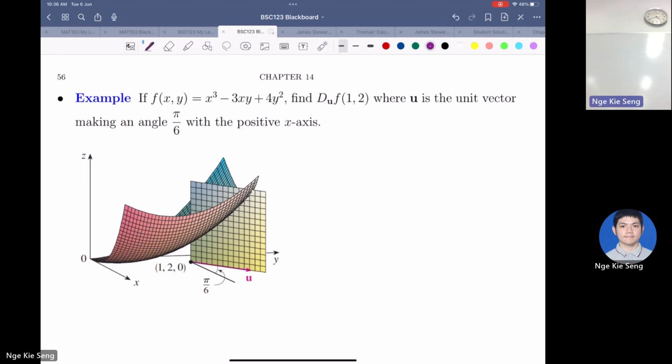So let's say we have a function x cubed minus 3xy plus 4y squared. So they already plot this function out. They want to find a directional derivative at the point 1, 2, in what direction? What's the vector here? Making an angle pi over 6 with the positive x-axis.